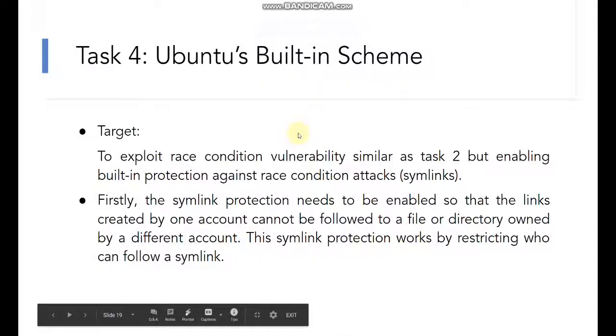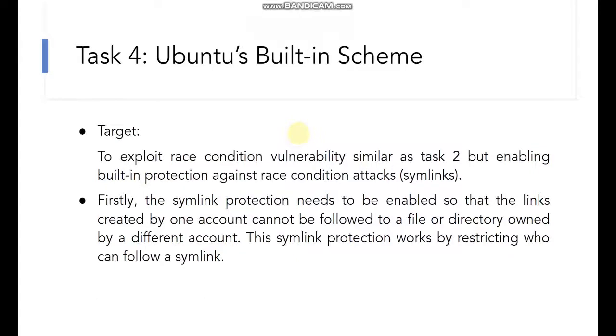Okay, now let's continue to task 4, which is Ubuntu's built-in scheme. The target of this task is to exploit the race condition vulnerability similar to task 2, but enabling built-in protection against race condition attacks, the symlinks. So first thing first, the symlink protection needs to be enabled so that the links created by one account cannot be followed to a file or directory owned by a different account. This symlink protection works by restricting who can follow a symlink. How we will enable this protection, I will explain later.